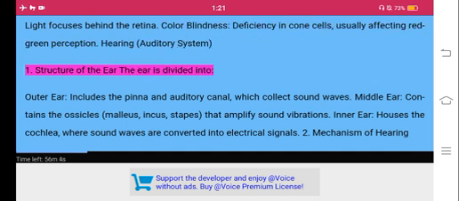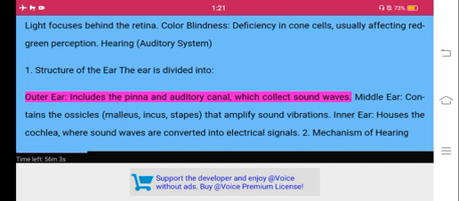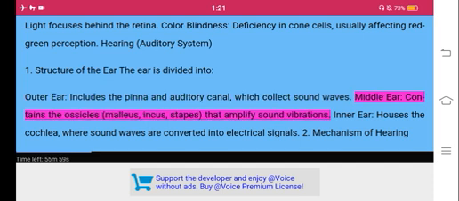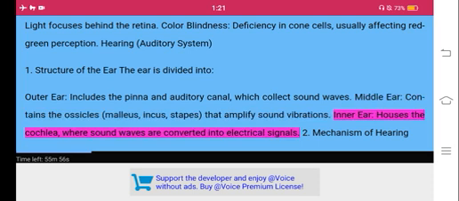Hearing, auditory system. 1. Structure of the ear. The ear is divided into the outer ear, which includes the pinna and auditory canal that collects sound waves. Middle ear, contains the ossicles (malleus, incus, stapes) that amplify sound vibrations. Inner ear, houses the cochlea, where sound waves are converted into electrical signals.